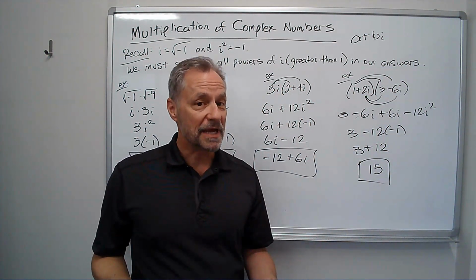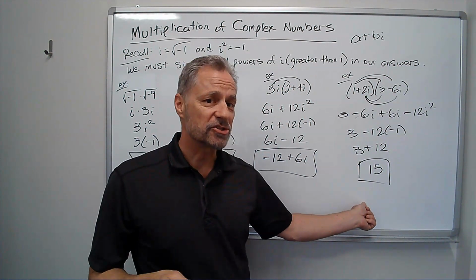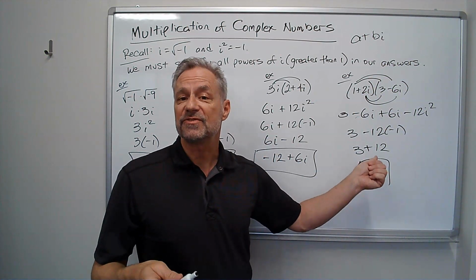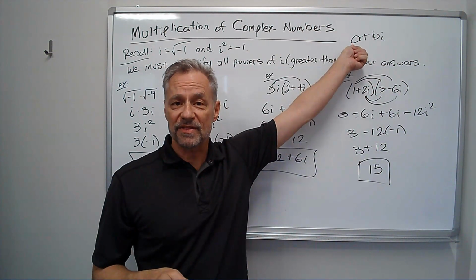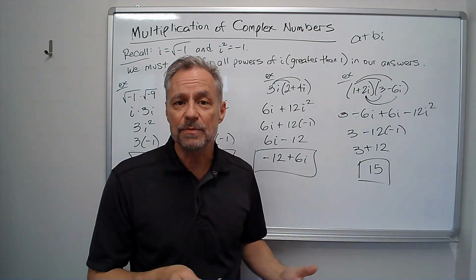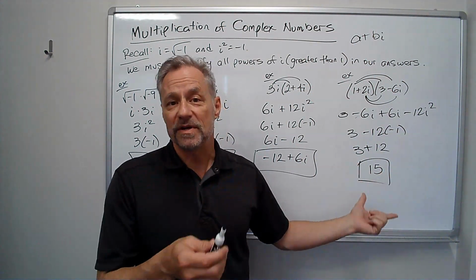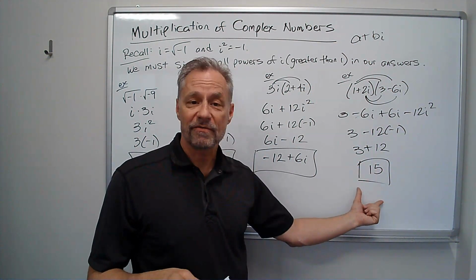That's still a complex number. It's not imaginary because there's no i, but we could write that as 15 plus 0i if we wanted it in this form. We typically don't put the 0 if it's a 0 or a 0i. We would just write it however it comes out.